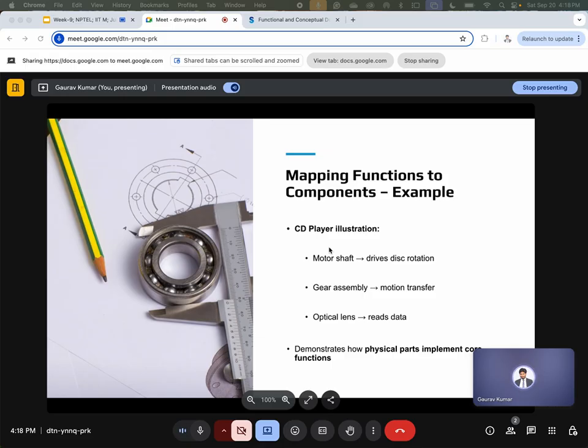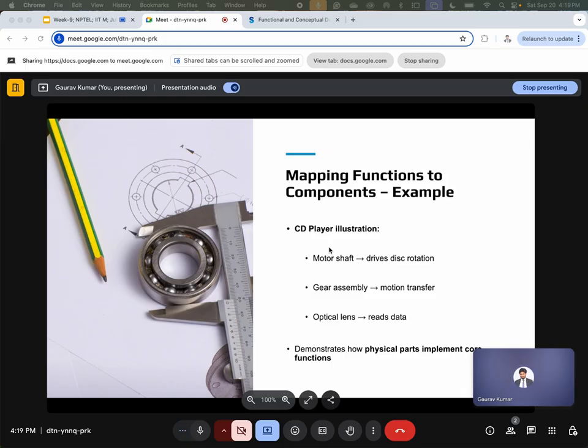For instance, the motor shaft is responsible for rotating the disc, directly enabling the playback function. The gear assembly then transfers the motion, ensuring that mechanical energy is properly distributed for a smooth operation. Each gear plays a precise role that directly supports the product's intended functionality.